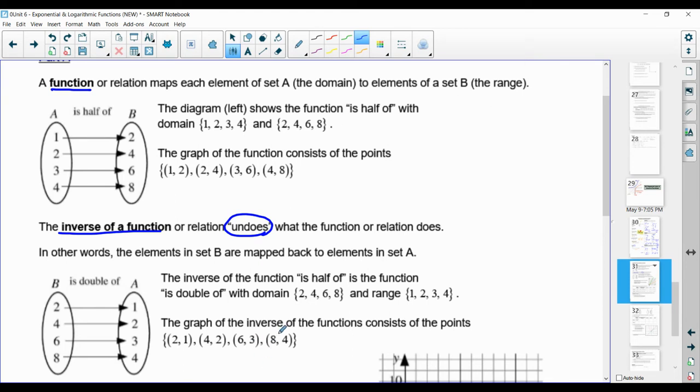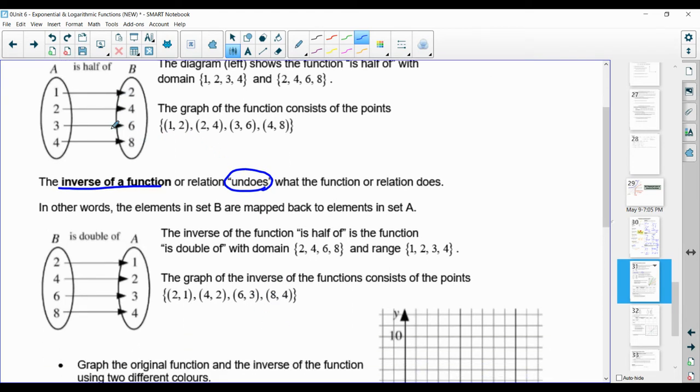So if you're looking here, if you're noticing already, our x values essentially become the y values of the other function, and the y values of the first relation become the x values of the second relation.